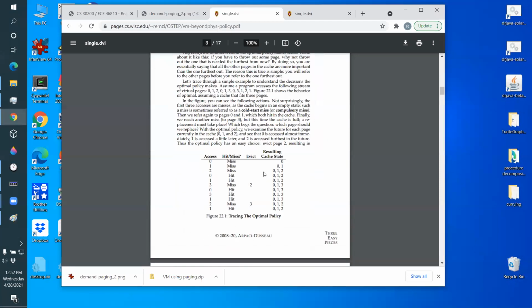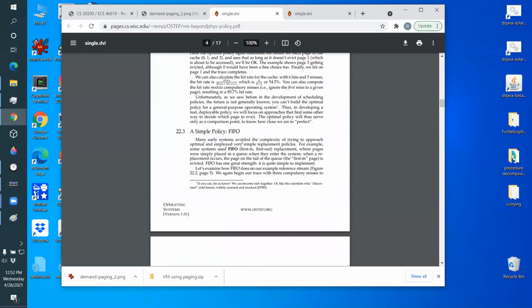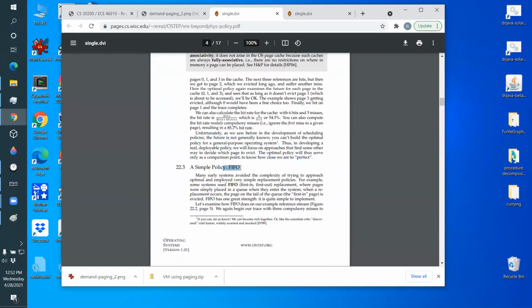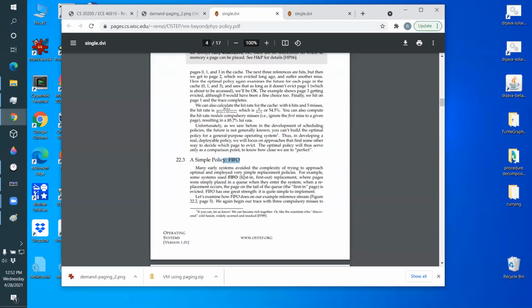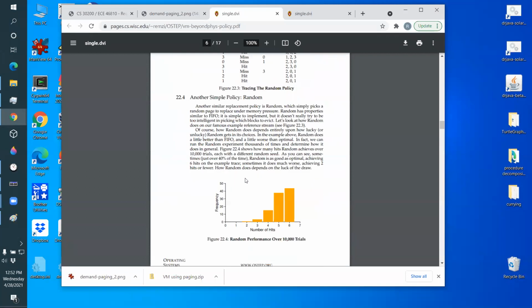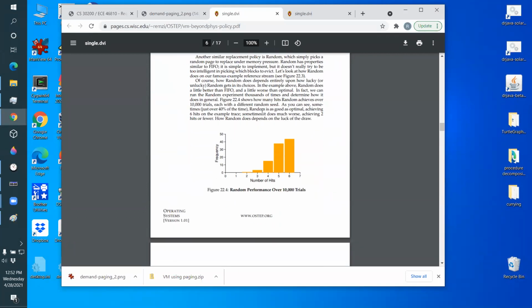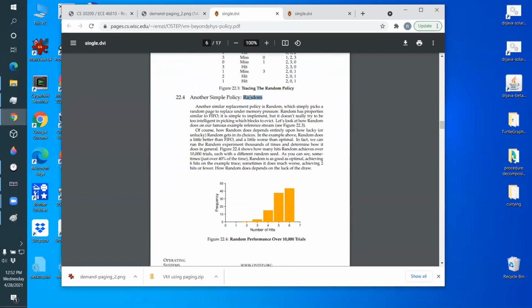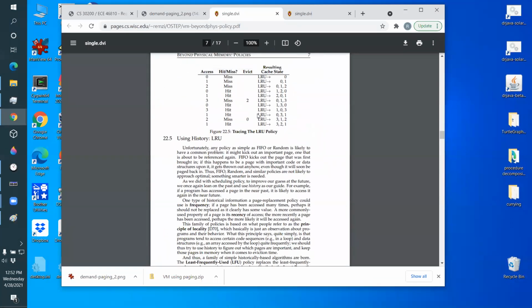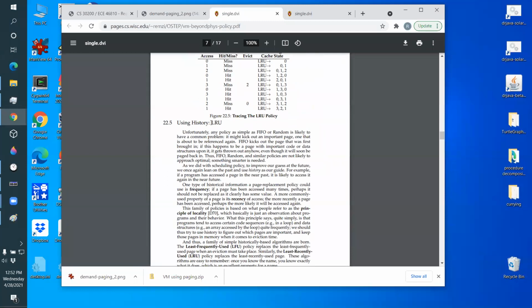Okay, so that policy can't be implemented. First in, first out just kicks out whoever's been in memory the longest. Bad policy. Okay. Random kicks out somebody you pick at random. Really ridiculous policy. Most books don't even mention that as a policy because it's kind of ridiculous. And then least recently used, which is the workhorse policy. That's the policy that's really used.